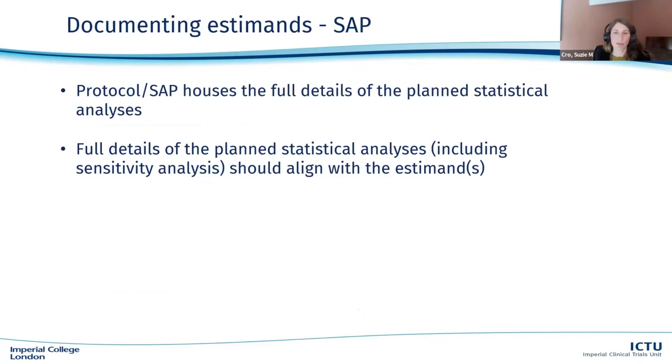Now, the protocol is not the only place to document estimands. The addendum indicates that the protocol and the analysis plan should pre-specify the main estimator that's aligned with the primary estimand and that leads to the primary analysis, with a suitable sensitivity analysis. The statistical analysis plan is a trial document which usually houses the full details of the planned statistical analysis. So it's important that the statistical methods outlined in the SAP also acknowledge and align with the estimand.